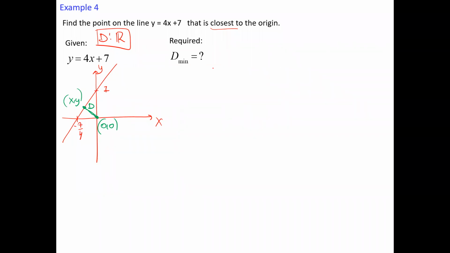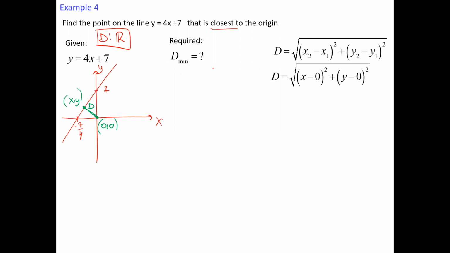Okay, distance. That's the distance formula that everybody remembers, I hope. And then we can do it for our point: x minus 0, y minus 0. We, of course, don't need zeros. X squared plus y squared. And everything is perfect, but we have x and y. We need the distance in terms of one variable. I will replace y with 4x plus 7. Okay, I think this looks okay.